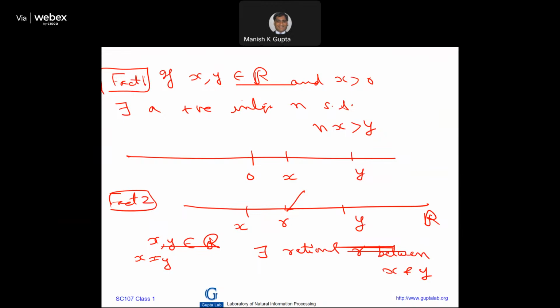Okay. And another one, fact 3. Somewhere here, or anywhere, there exists an irrational number also between x and y. So this is density of irrationals. Between any two real numbers on the real line, there exists a rational number. And between any two real numbers on the real line, there exists an irrational number. So essentially, it says that there is no hole on the real line. Actually, the set of rational numbers is dense in the real line.